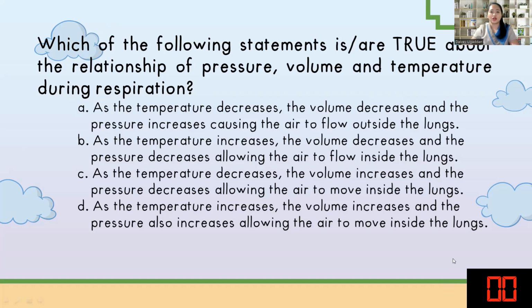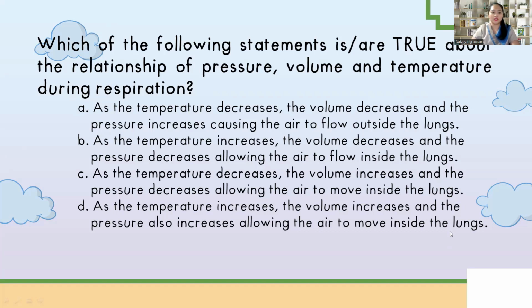Alright, so this question is all about the mechanism of breathing. So before we go over the different options, let us first recall the concept of the relationship between pressure, volume, and temperature. Remember, temperature and volume is directly proportional with one another, meaning when temperature increases, the volume also increases. When the temperature decreases, the volume also decreases. Now, this is different when it comes to the relationship of volume and pressure. When volume increases, the pressure decreases. And when the volume decreases, the pressure increases. That's why the relationship between pressure and volume is said to be indirectly proportional.